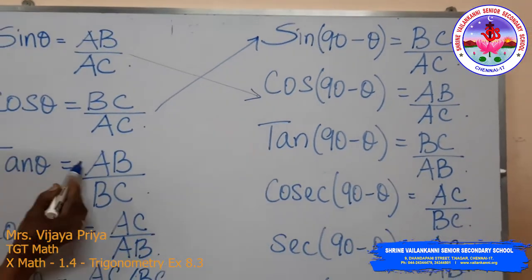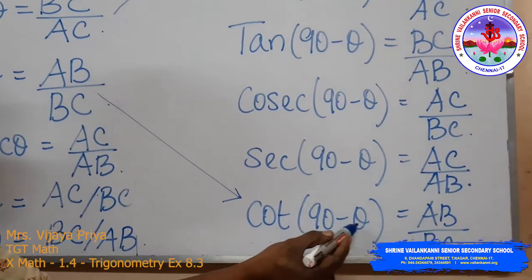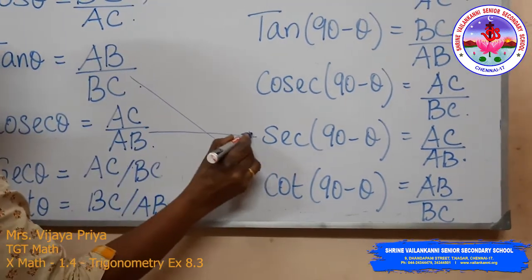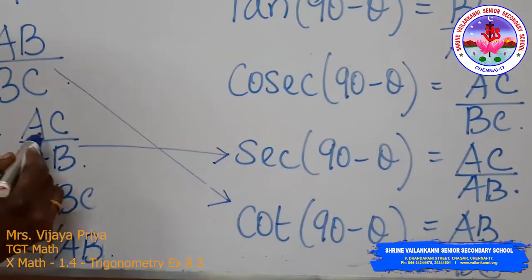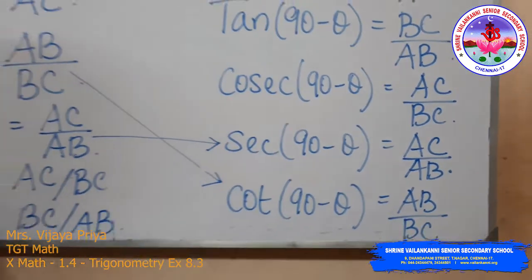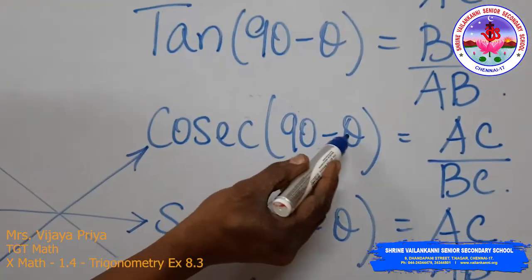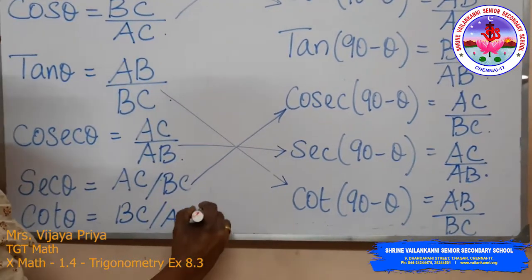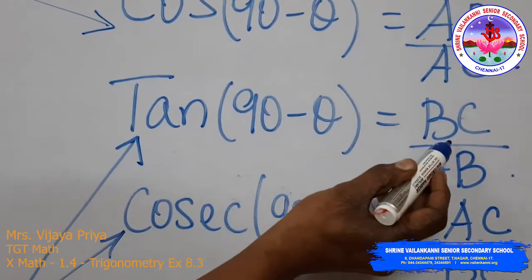Similarly, the tan theta ratio is equivalent to the cot of 90 minus theta ratio. The secant theta ratio is equivalent to the cosecant of 90 minus theta ratio. The cot theta ratio is equivalent to the tan of 90 minus theta ratio.